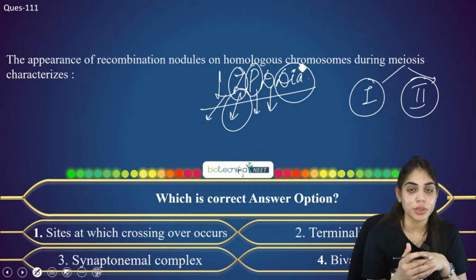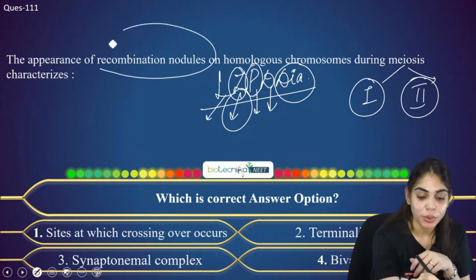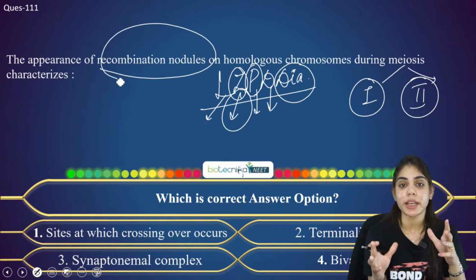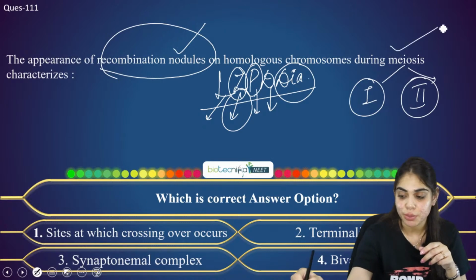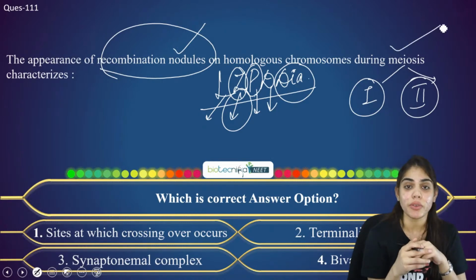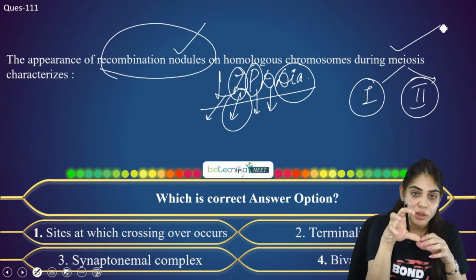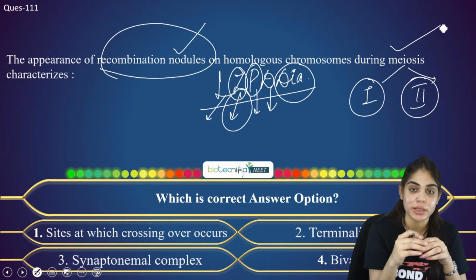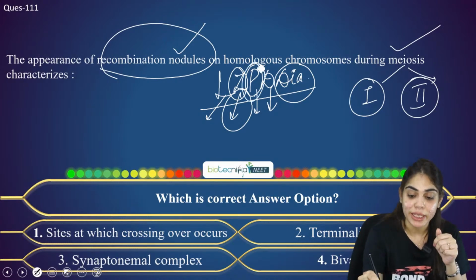So now let's see what the question is talking about. The appearance of recombination nodule. Again, with the word recombination, you don't need to study the whole question. Recombination nodule as well as meiosis. It is about why the recombination nodule is forming. Nodule means a space or sac where recombination will take place. And recombination means crossing over, which takes place in the pachytene stage.